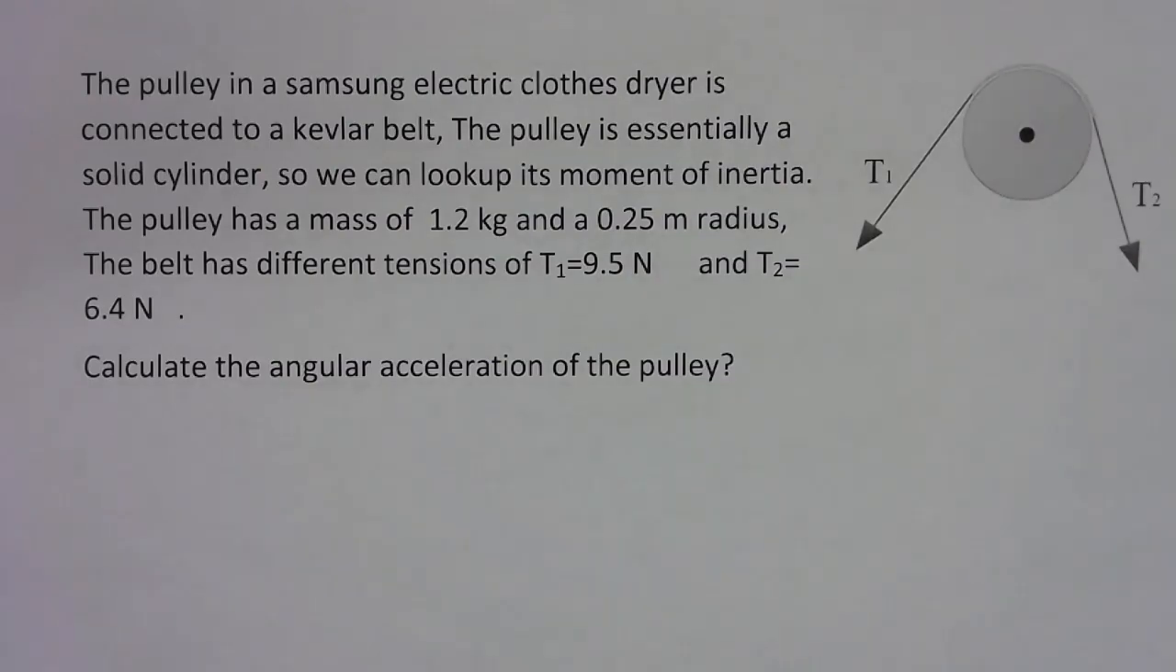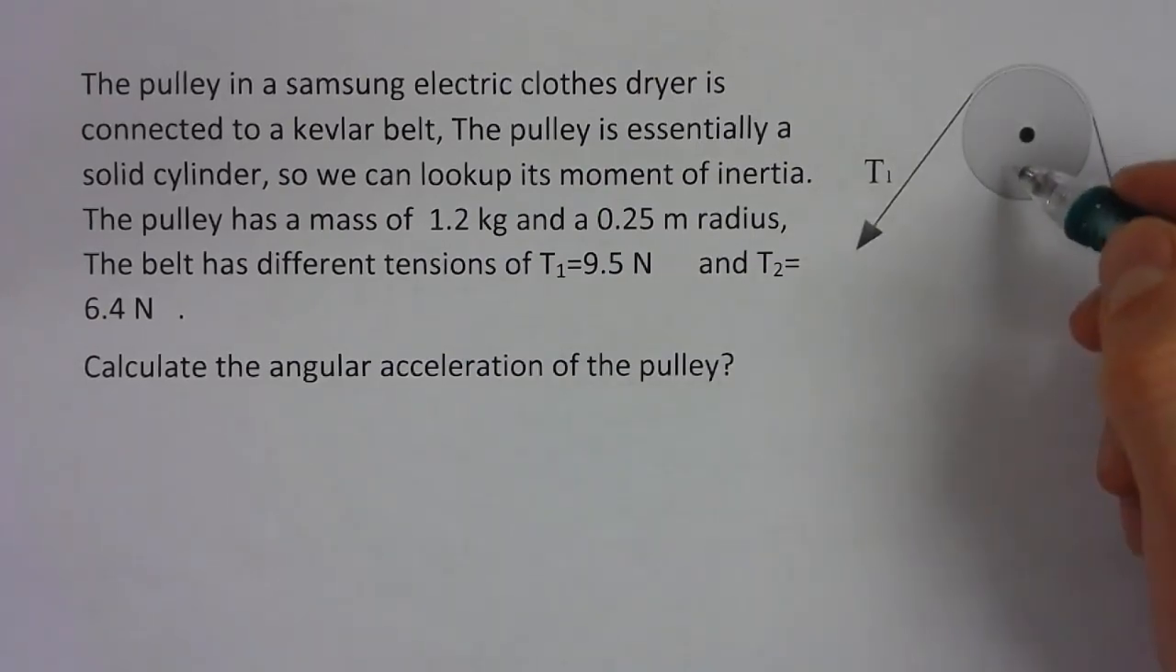The pulley is essentially a solid cylinder, so we can look up its inertia in a table from the book, or maybe we remember it. The pulley has a mass of 1.2 kilograms and a 0.25 meter radius, and the belt has different tensions on either side. One side has 9.5 newtons of tension, the other side has 6.4 newtons of tension. And we want to calculate the angular acceleration of the pulley.